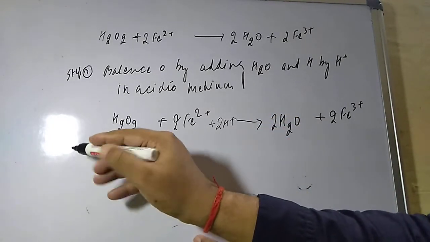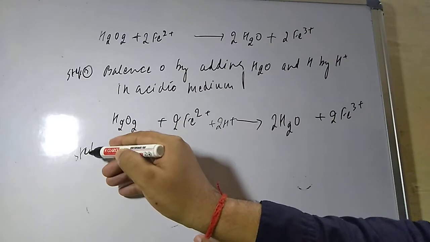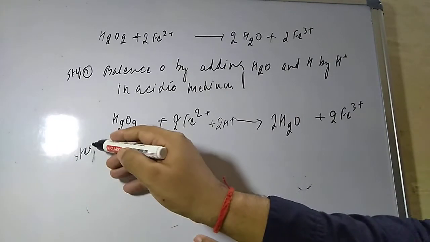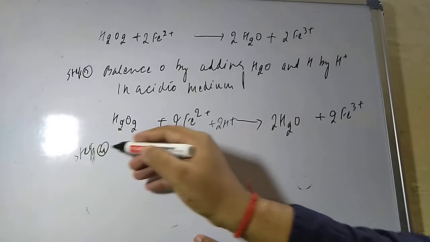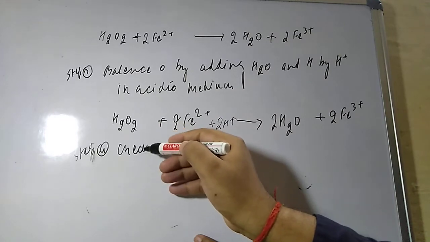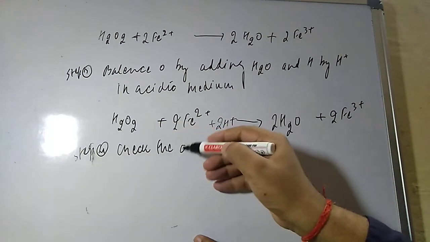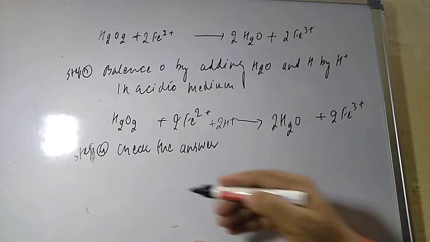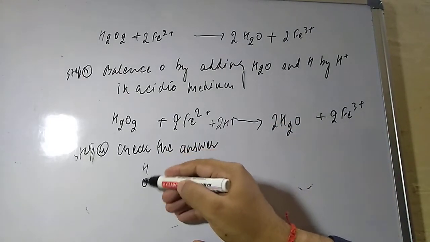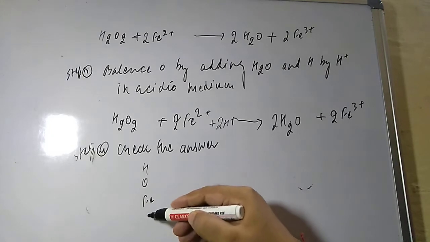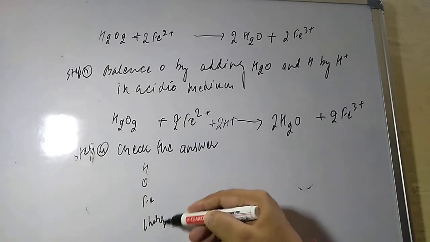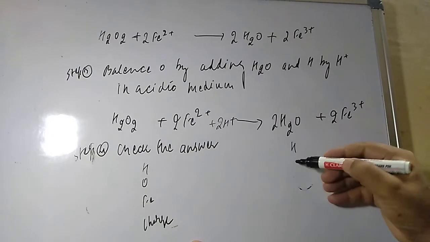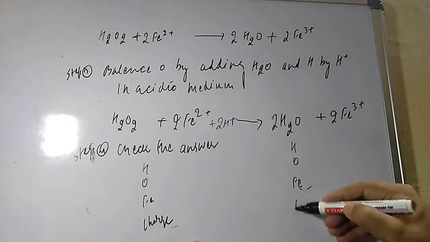Step number 4, student, what do we have to do? Check your answer. How will we be able to check the answer, student? Let us check the answer. We take H, O, Fe and charge on this side, and here also H, O, Fe and charge.